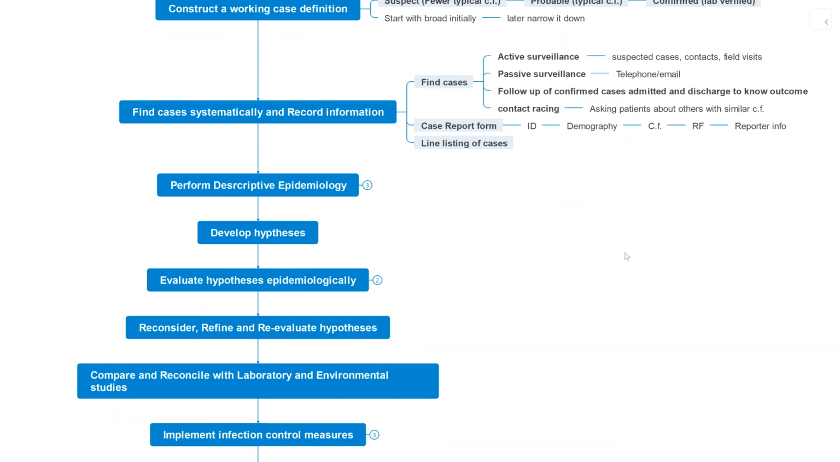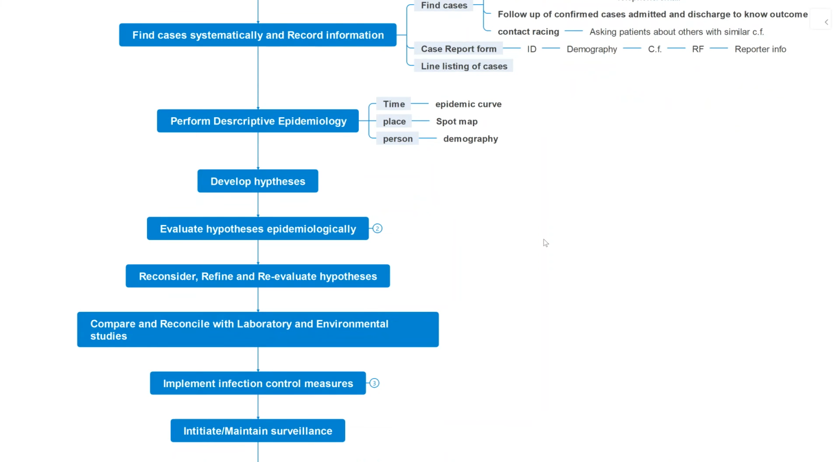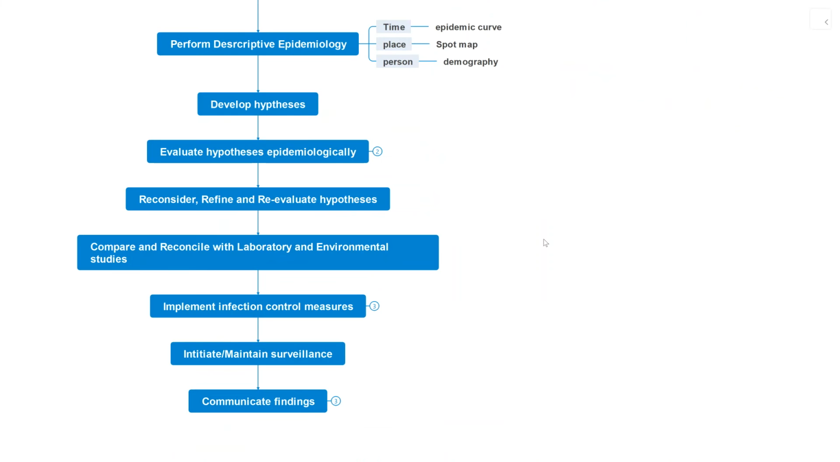Now, based on all this data, you perform the descriptive epidemiology. Descriptive epidemiology means you define each case of this outbreak in the context of time, place, and person. Time will give you an epidemic curve, place will give you a spot map, and person information will give you the demographic details. Based on all available data, you can now develop a hypothesis on why this outbreak has happened and what the risk factors for it are, and you can evaluate your hypothesis epidemiologically.